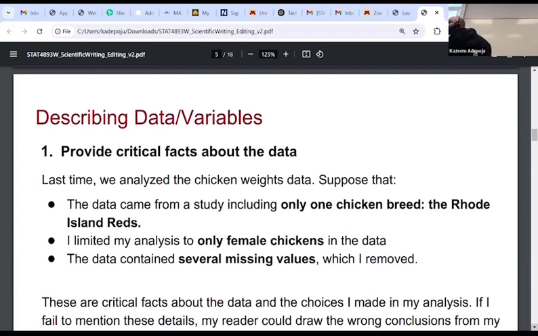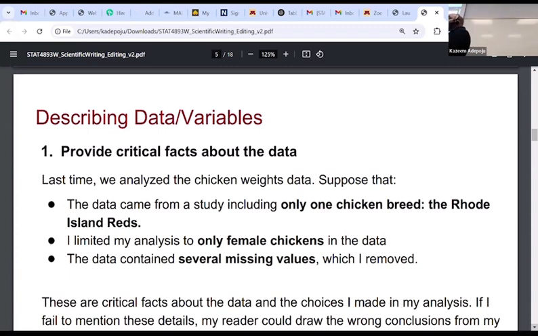You have to indicate that so that the audience or the reader may not be generalizing for all different kinds of breed of chicken. Does that make sense? Otherwise, that may amount to sweeping generalization. Now, I limited my analysis to only female chicken in the data. You have to let us know so that they don't have a generalization that you consider all categories of chickens. Then, the data contains several missing values, which I remove.